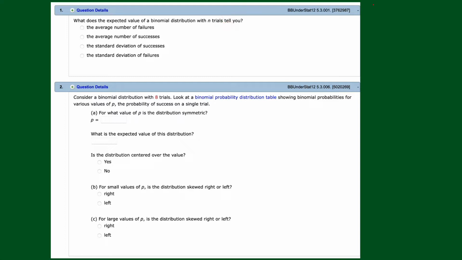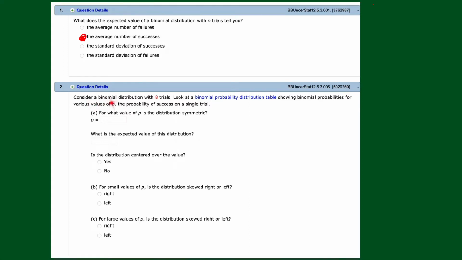Well, the expected value, that's the mean, and that's just the expected number, and the mean's an average. Let's see, what do we have? The average number of failures. No, we don't count number of failures typically. The average number of successes, that looks like a good one for me. It's not a standard deviation, so it's going to be the average number of successes. I think I'm going to go with this one right there.